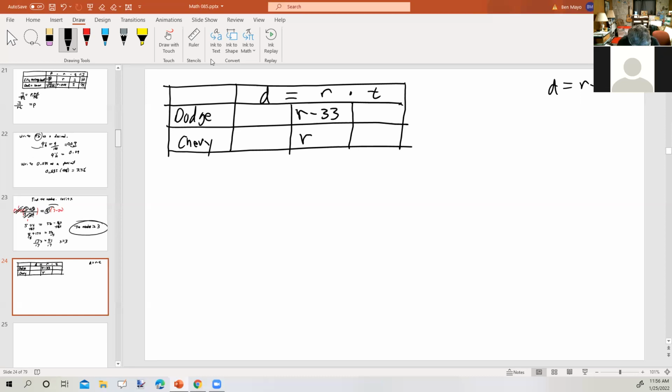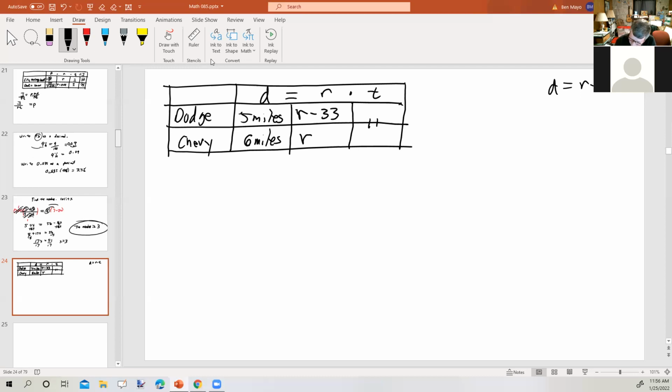Okay. At their top speeds, the Corvette can travel 6 miles. So that's the Chevy. Can travel 6 miles. In the same time, the Charger can travel 5 miles. So the Chevy travels 6 miles at a given rate. The Dodge travels 5 miles at a rate that's 33 miles per hour less. But it also said in the same time. So what we know already is that the times are equal. I'm just going to put a little sideways equal sign there, okay? So we know the times are equal.